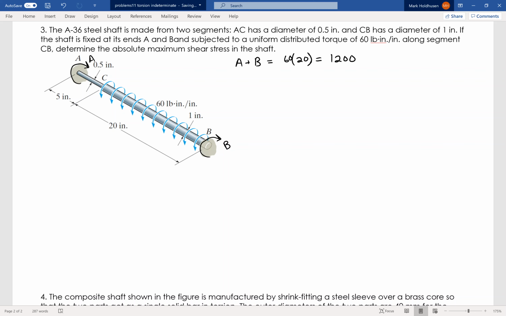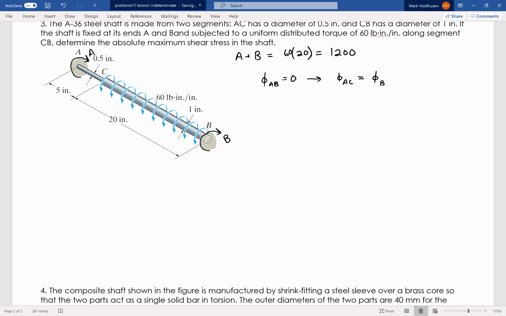So what I'm going to use is the fact that the total twist from A to B has to be 0, which I can effectively write as: there's going to be a twist from A to C, and that has to equal the twist from B to C, right? Basically, it goes from A to C twisted, and then C goes back to B in the other direction. Okay.